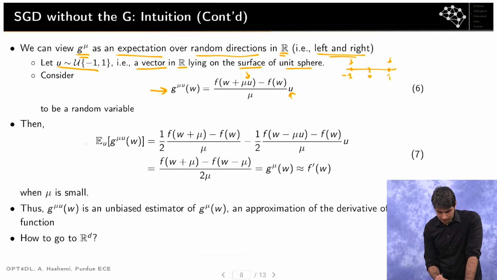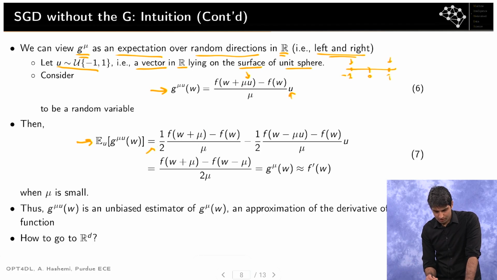So let's talk about the expected value of this random variable. When I take the expectation with respect to U, the selection is uniformly at random, so it's equally likely to go left or right. So therefore, the expectation is actually very simple.